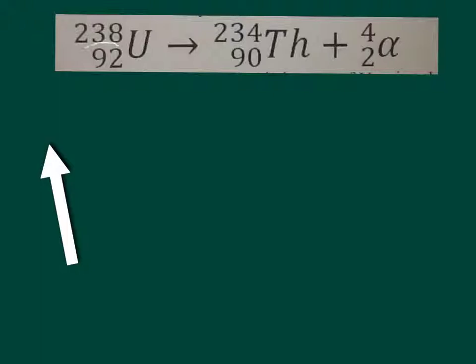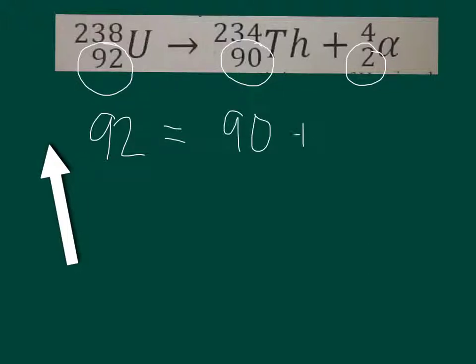On this side here, we've got 92 protons. And therefore we need to have 92 protons on the other side. So we've got 90 here plus another 2. Easy. 92 equals 90 plus 2. Simple. And then what we've got to balance the other numbers on the equation. So on this side we've got 238. And that goes to 234 plus 4. 238 equals 234 plus 4.